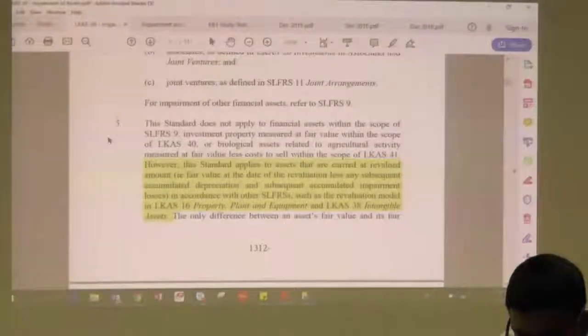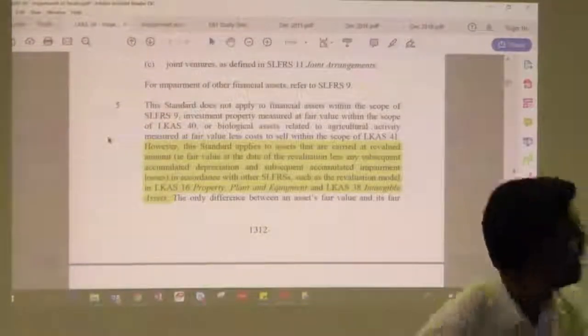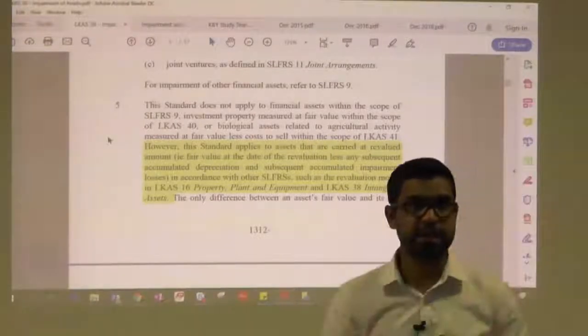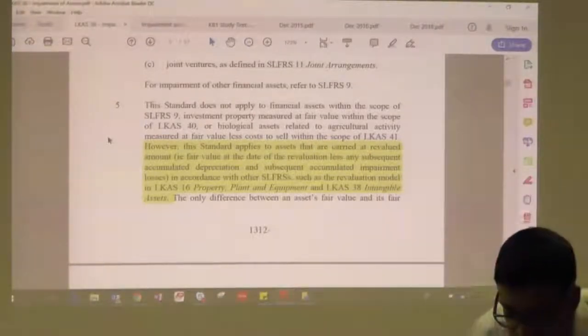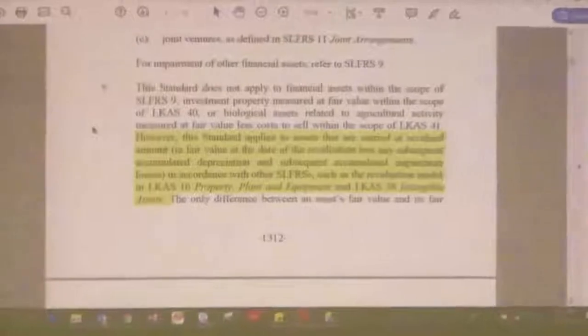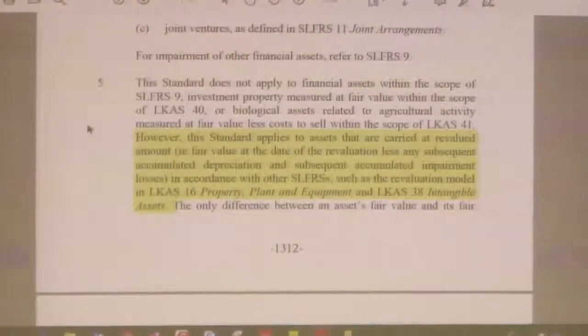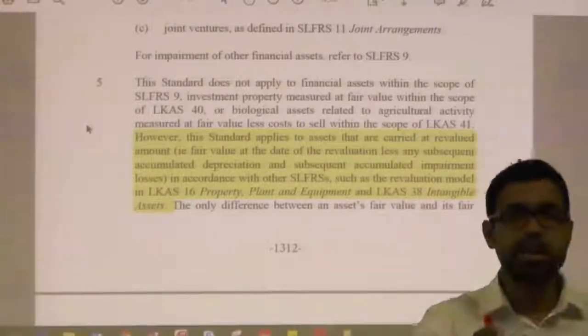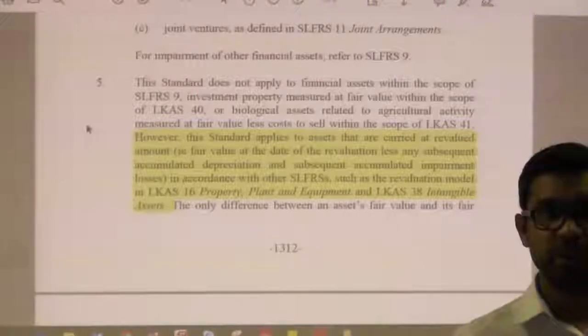I have highlighted this also, paragraph 5, right? So here you can make a note: paragraph 5. This explains impairment. If I read it for you, this standard does not apply to financial assets within the scope of SLFRS 9, or investment property measured at fair value. If you measure it at fair value, is there impairment? No. Fair value means what? Always you measure at market value.